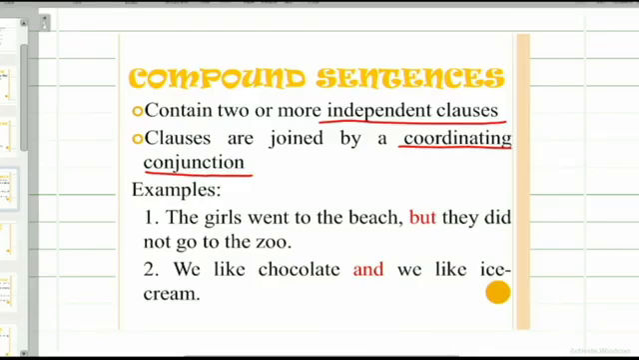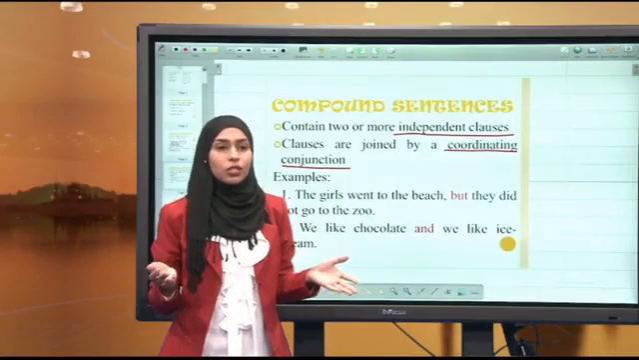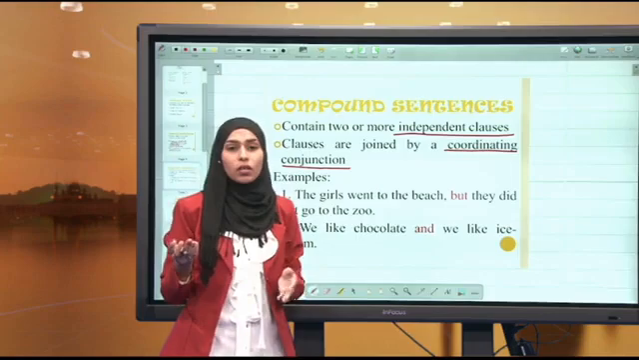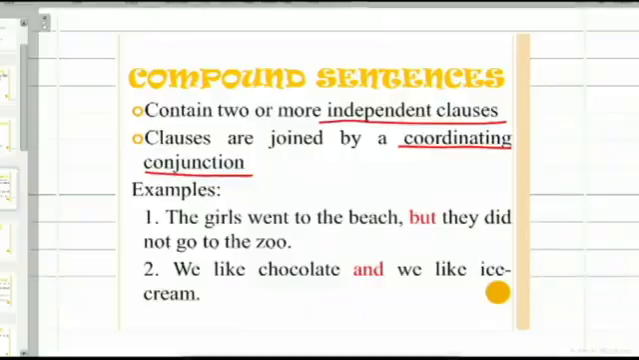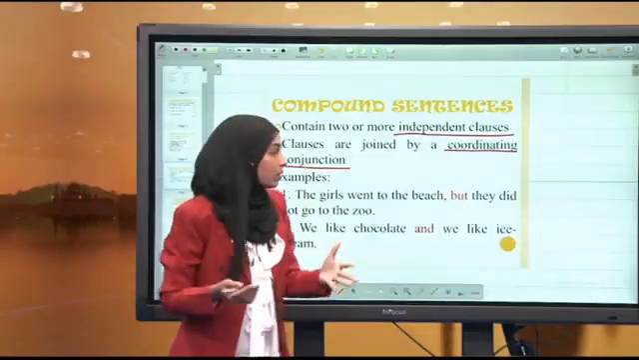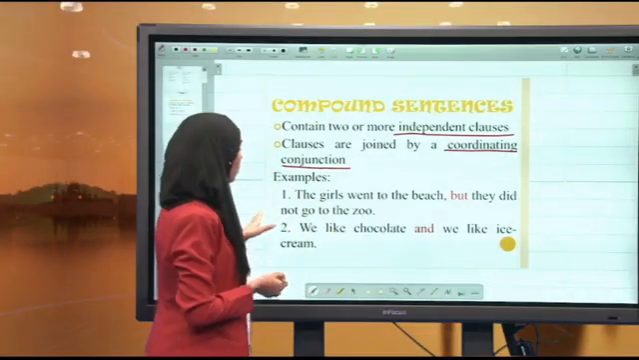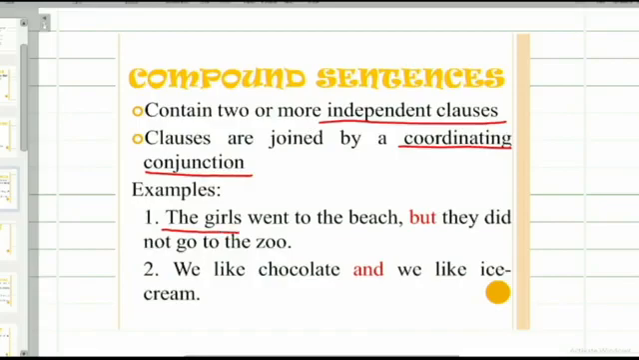And you're asking yourself, what is a coordinating conjunction? Can I remember what is a coordinating conjunction? Some of you are already looking at the examples here, and that's great, right? From this, you can probably identify your coordinating conjunction at once. And just a little reminder, a conjunction is a joining word. We can use conjunctions to join sentences, right? So, let's see. The girls went to the beach, but they did not go to the zoo.